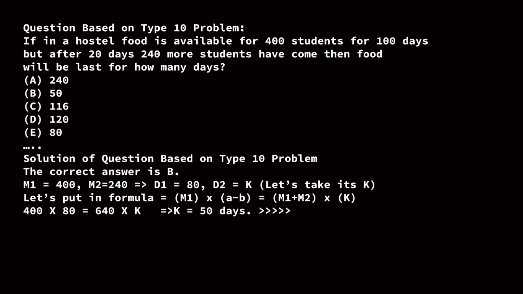But now the situation is changing here. What is happening here? 240 more students have joined. So now the number of students is not 400, the number of students is 640. So we need to find out for 640 students how many days the food will last.